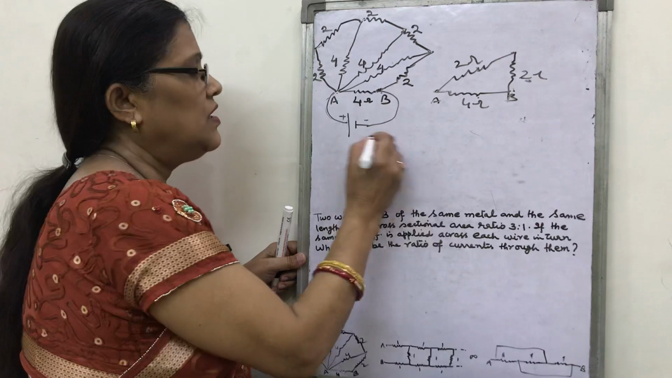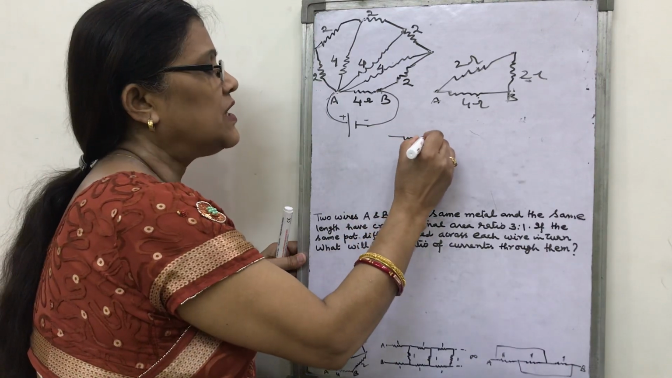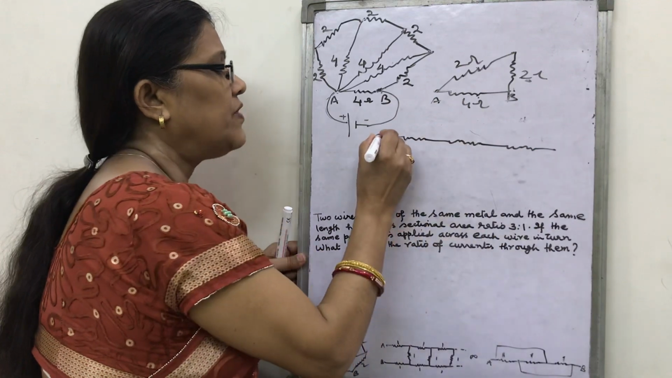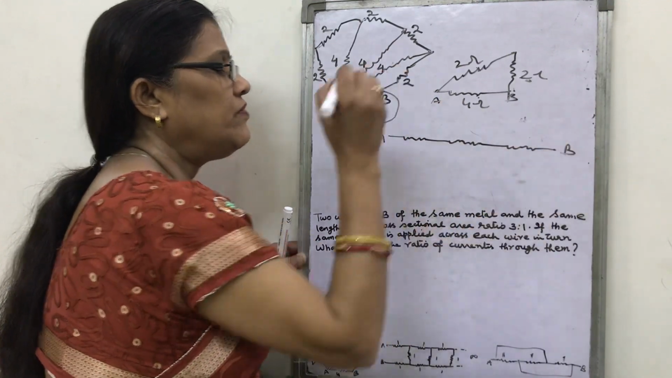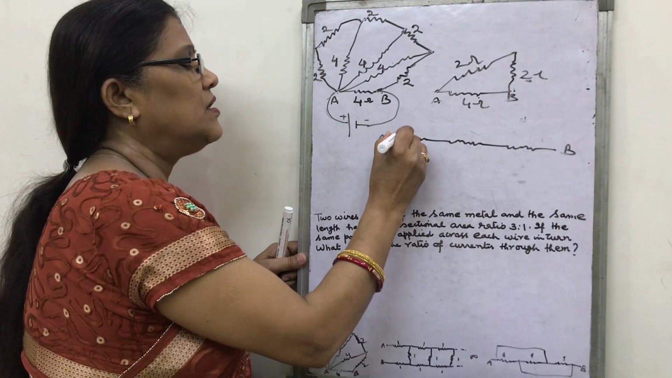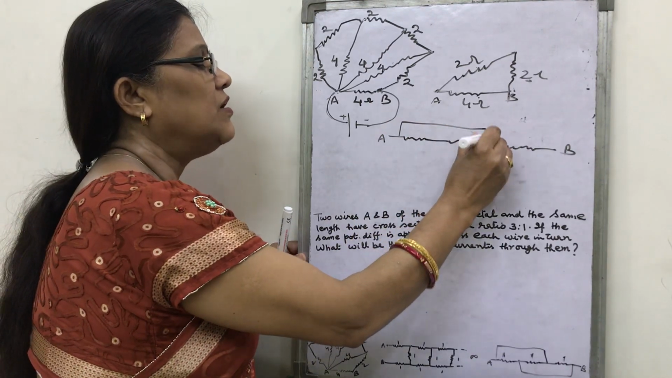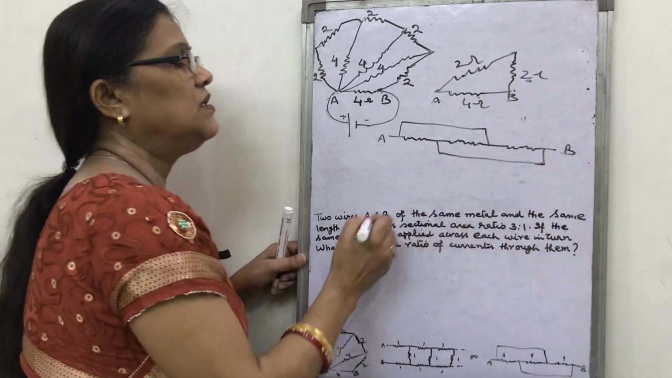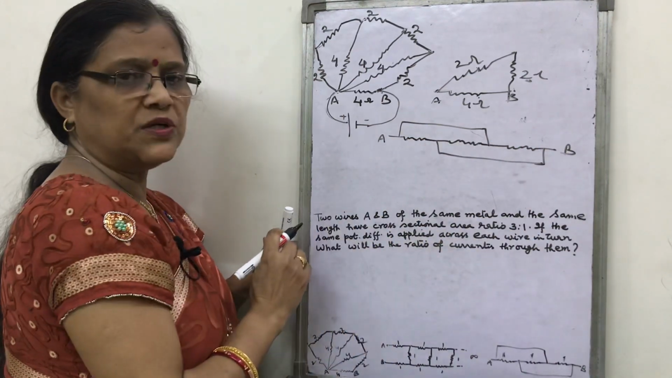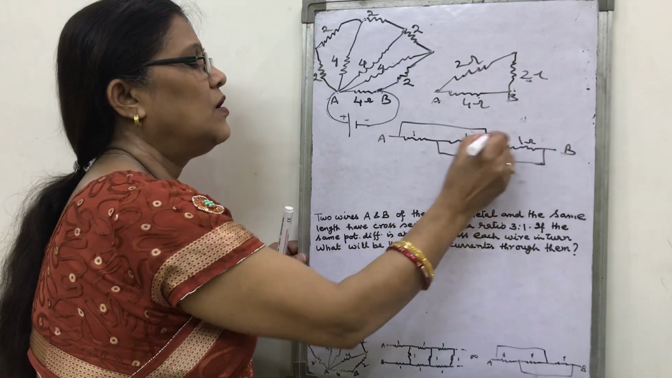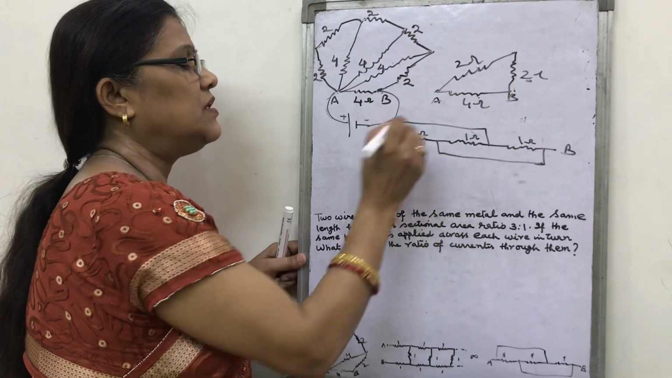Now if there are 3 resistances given like this, and you have to find again the equivalent resistance between the points A and B, and the interconnections are given here with the help of connecting wires like this. These are the connecting wires, as shown in the figure. Each resistance is, suppose, 1 ohm. How will you find the equivalent resistance?